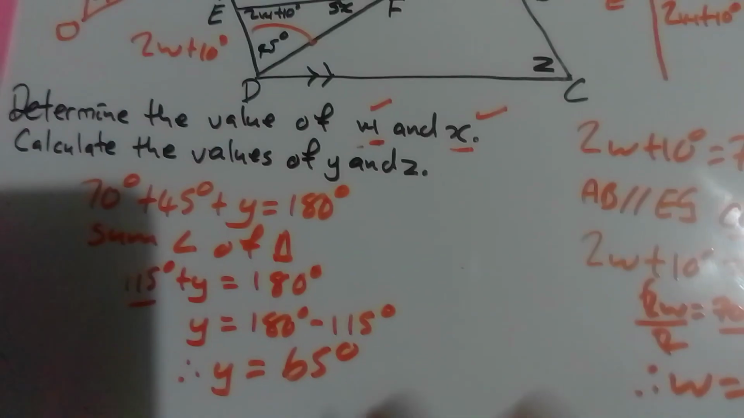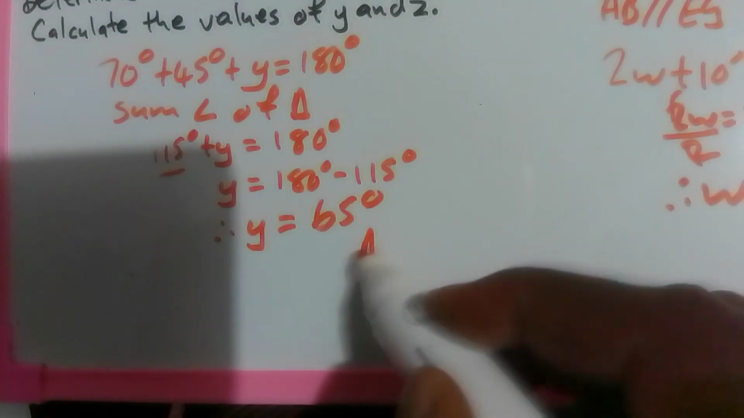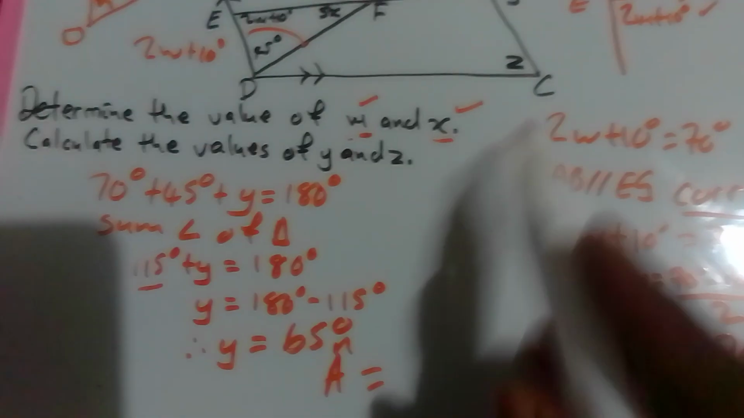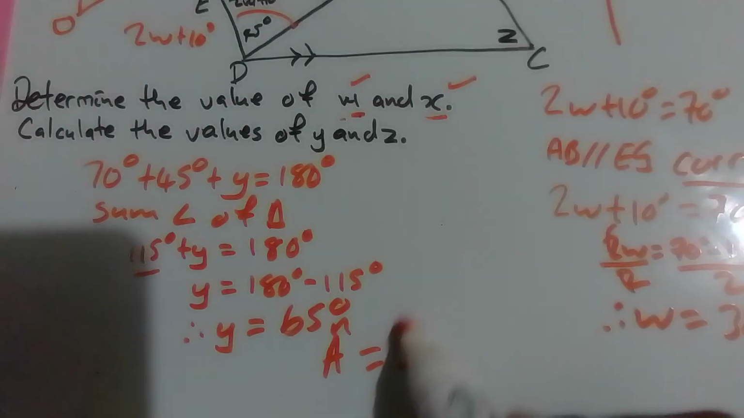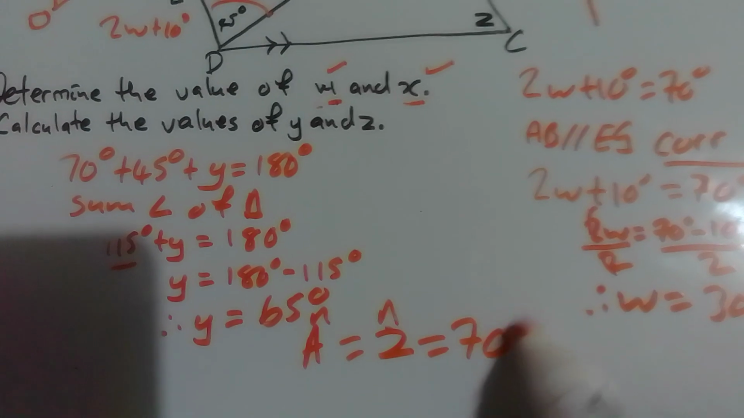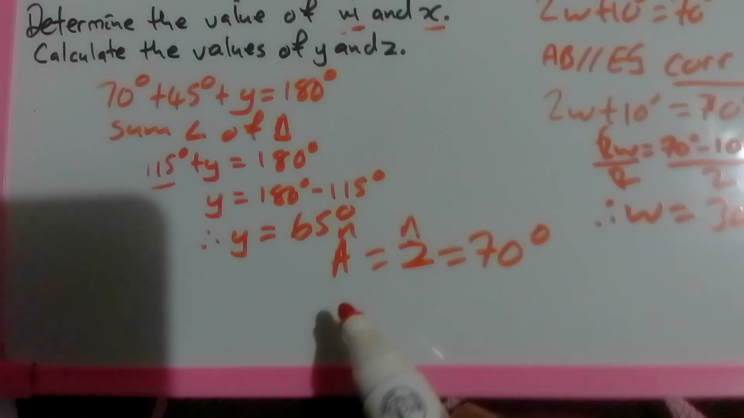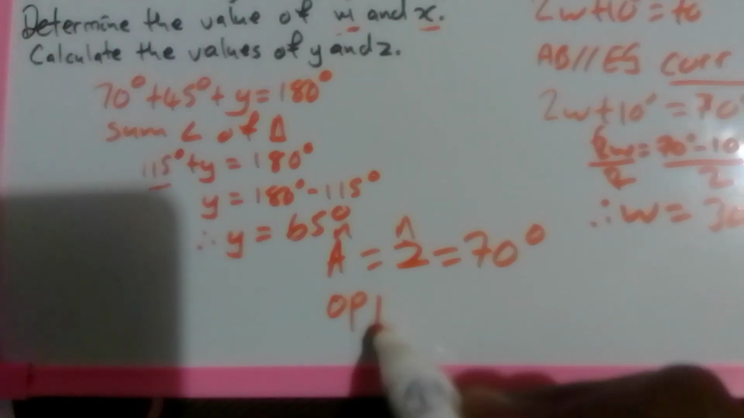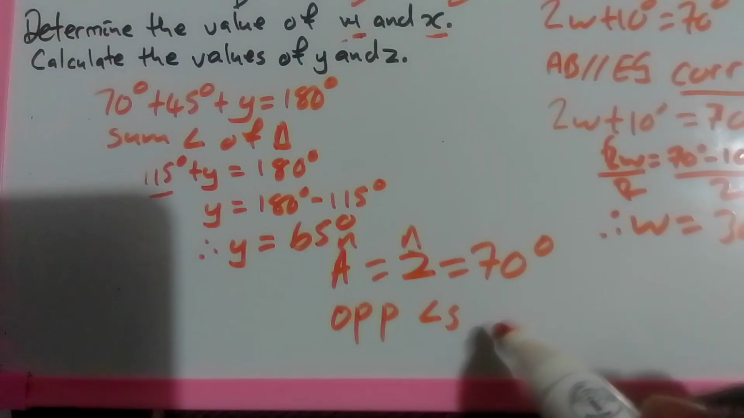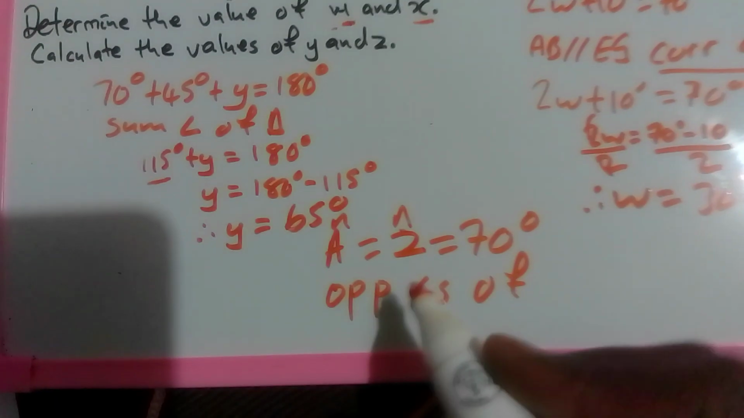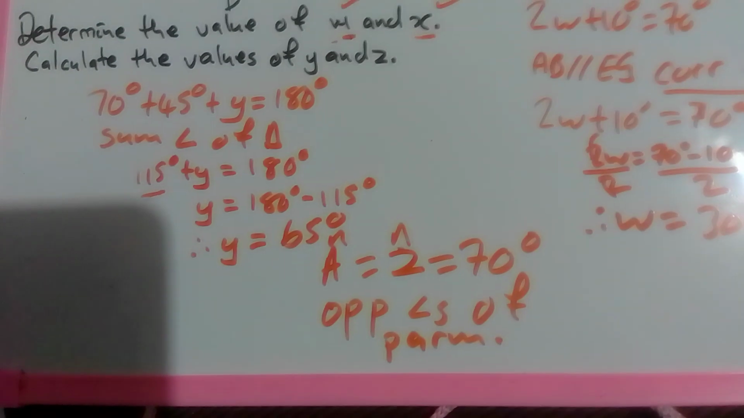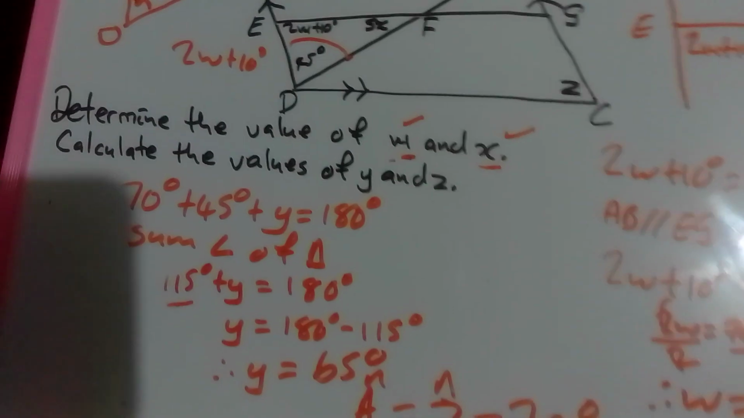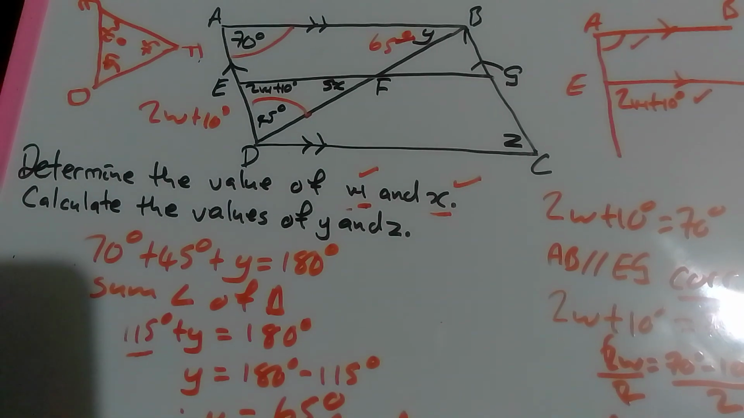I just say angle A is equal to angle Z, which is equal to 70 degrees. And then my reason would be opposite angles of a parallelogram, P-A-R-M. And just like that, I get my marks. And we're done with this. I hope you see that this is easy.